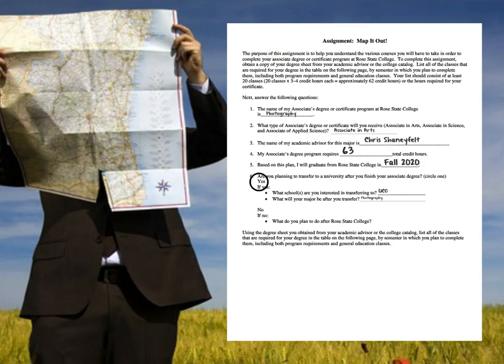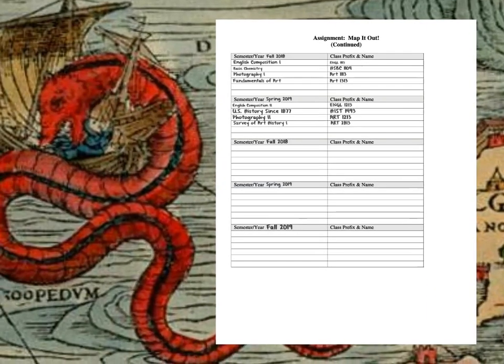And then this person records the fact that they need 63 total credit hours. In other words, they need to complete the equivalent of a sophomore education at a baccalaureate program, and they're planning to graduate by the fall of 2020. So what are they planning to do after that? They want to go to UCO and then get a baccalaureate degree in photography. Okay, so that's easy enough to plan out, but here's the trickier part.